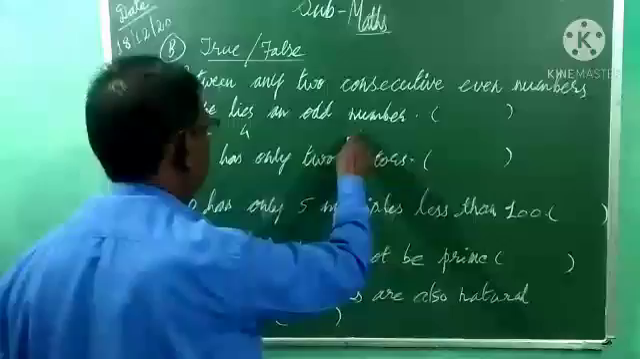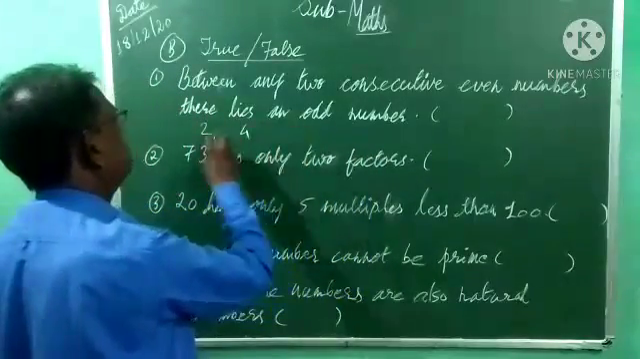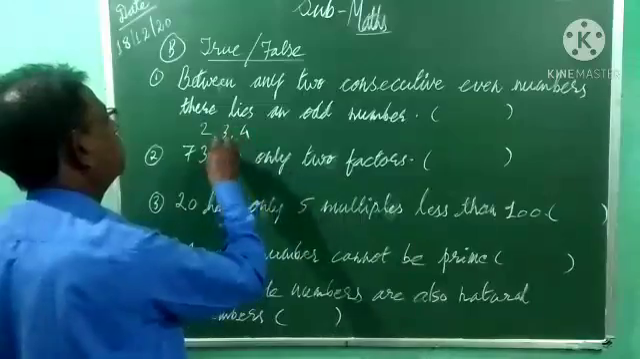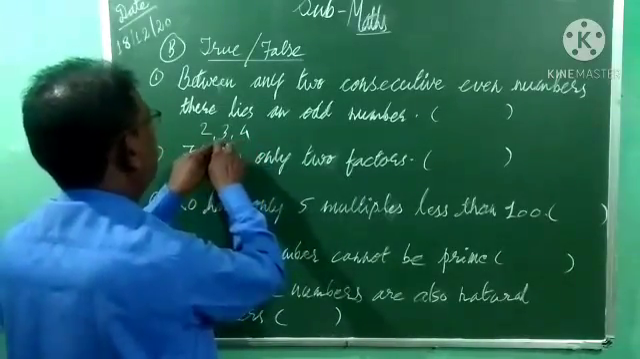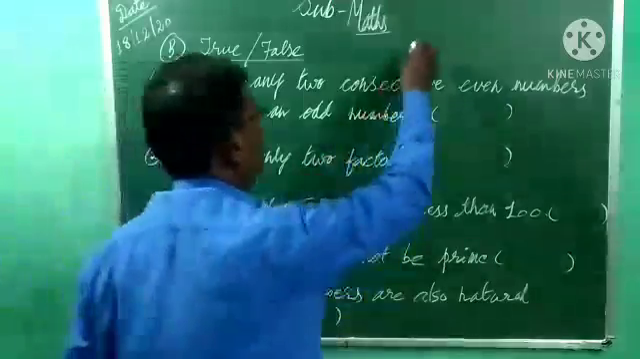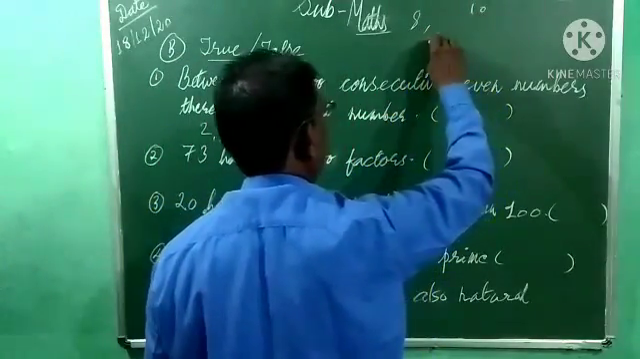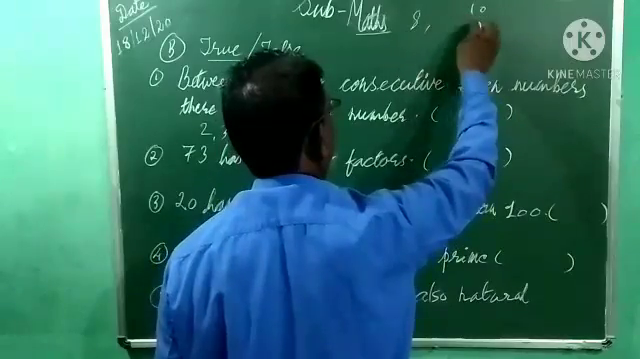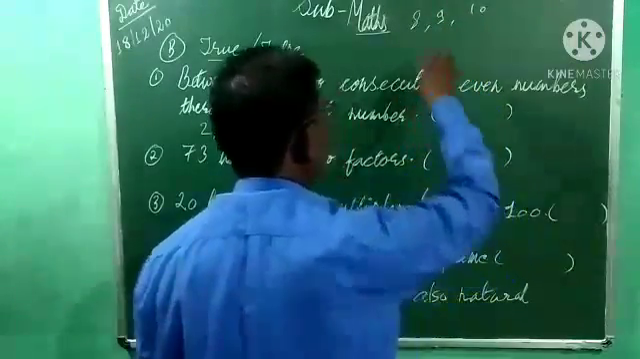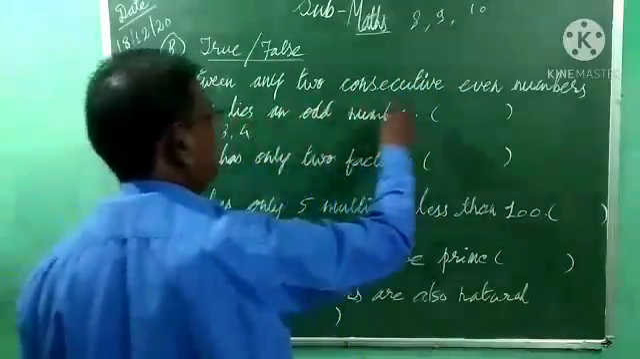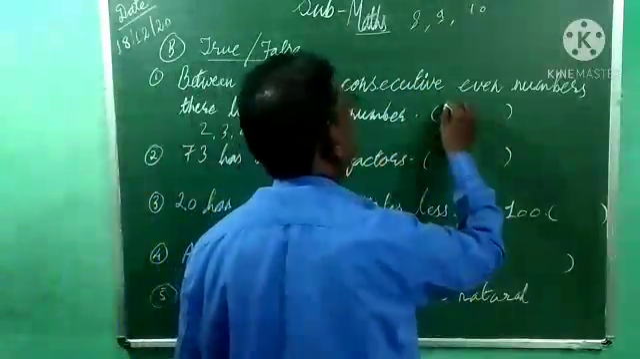There lies an odd number. In between these two numbers 2 and 4 there lies an odd number. Look at which number is lying? 3, and 3 is an odd number. That means between any two consecutive even numbers there lies an odd number. Take any example. For example 8 and 10. 8 and 10 I have taken, consecutive even numbers. In between this, which number is lying? 9. So 9 is what? An odd number. Between any two consecutive even numbers there lies an odd number. So the statement is what? True.